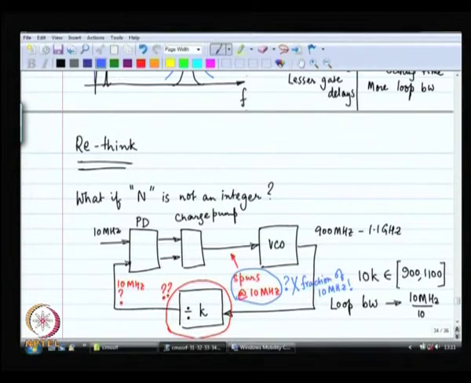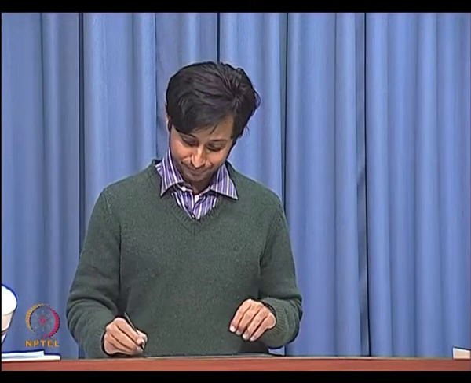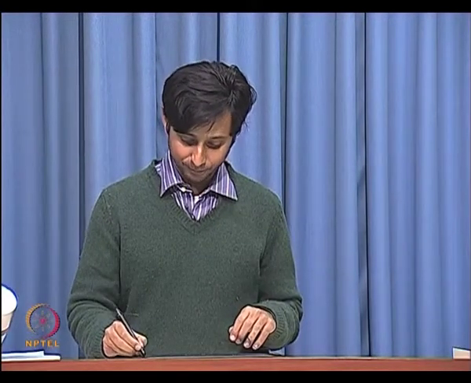So, the spurs are not going to come at 10 megahertz, the spurs are going to come at a fraction of 10 megahertz. All right. Now, as far as my loop bandwidth is concerned, I have made my loop bandwidth equal to 1 megahertz or so. Spurs are coming at 1 megahertz, let us say. In that case, the spurs are going to go right through. It is a problem. Spurs are almost within my loop bandwidth.